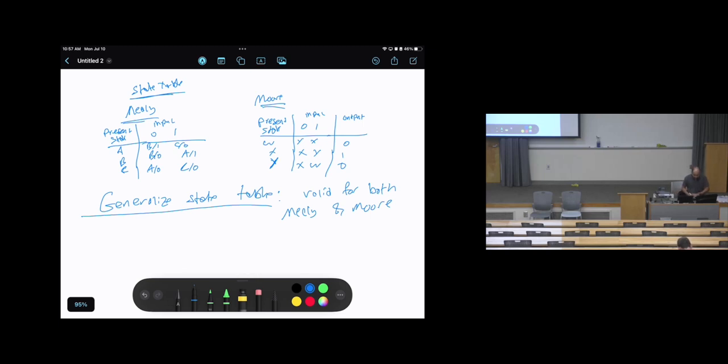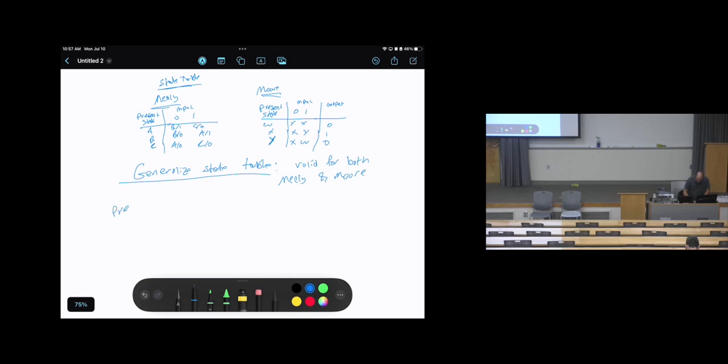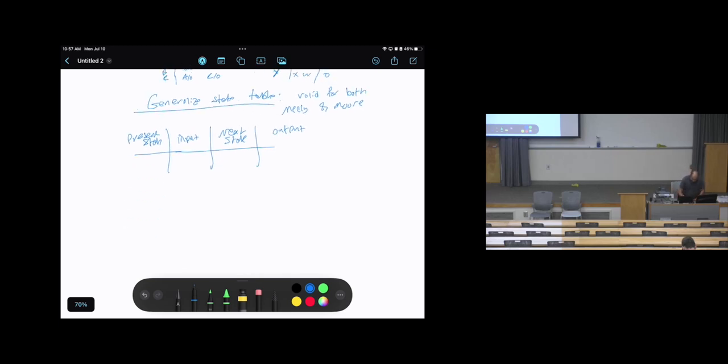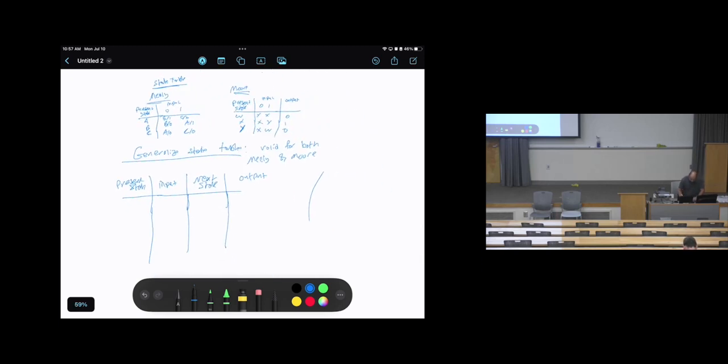So how does this generalized table look? We have present states. We have inputs. We have next states. Then we have outputs. That's how we do it. So let's do this for the example of the Mealy model. Let's try to apply the Mealy model here.